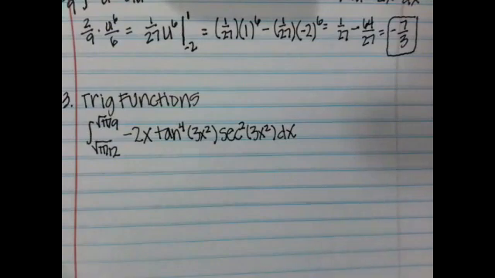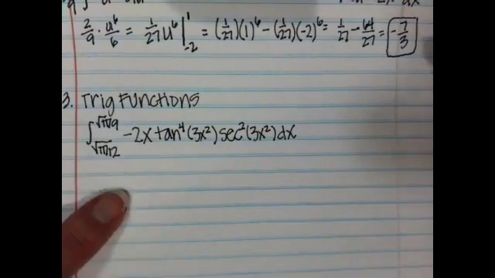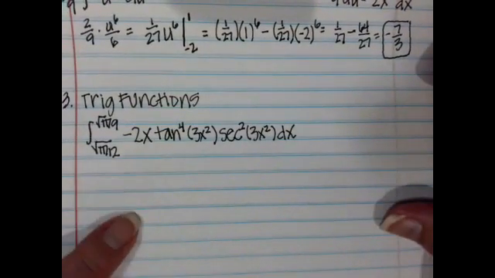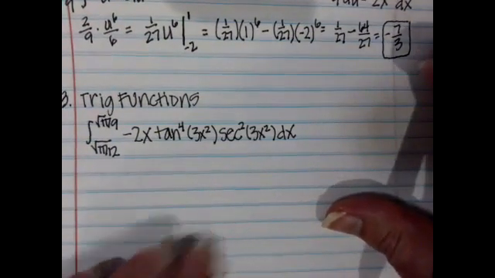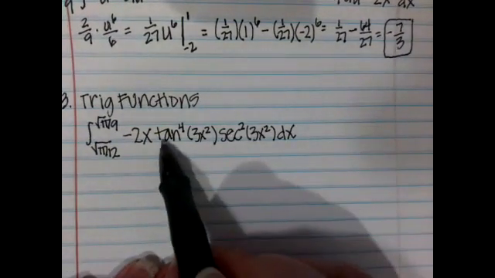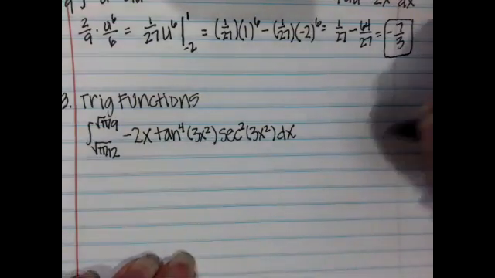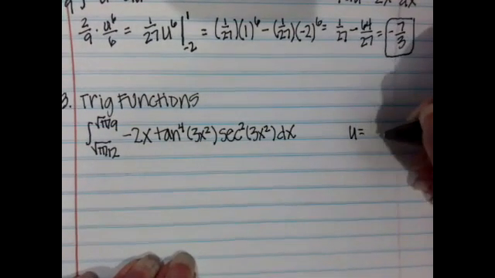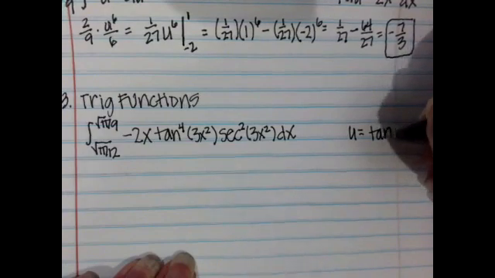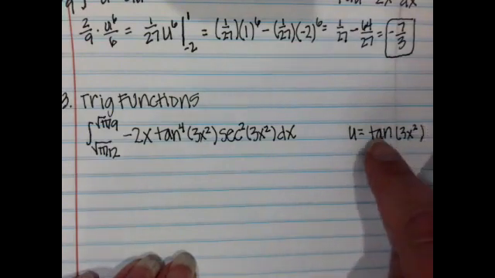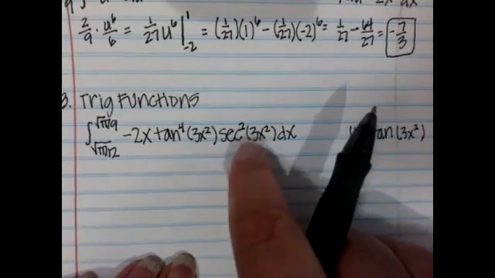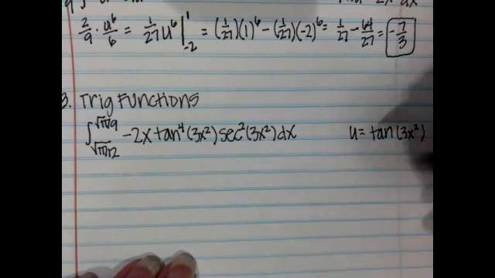Okay, and then same thing with this. Trig functions. We did trig functions last week, so no big deal. But their challenge to you this week is to try it this new way, right? So I'm going to focus right here on this tangent for my u. So u equals tangent of 3x squared. And the reason I did that is because the derivative of tangent is secant squared. So it's going to take care of that for me.